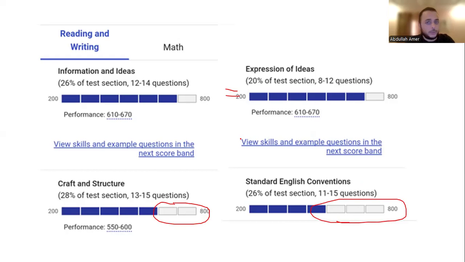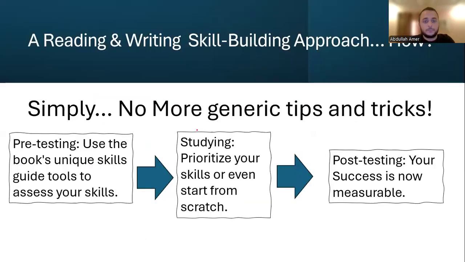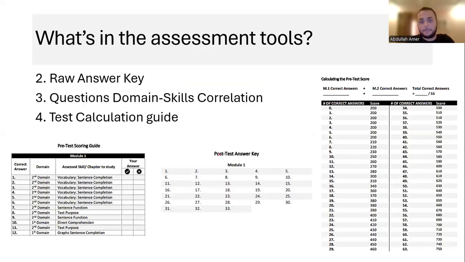How do we help you with that? Simply, we start with pre-testing, using the pre-testing tool that we have in the book or the course, then study by prioritizing the skills or domains that you need to excel in, and finally assess your success.